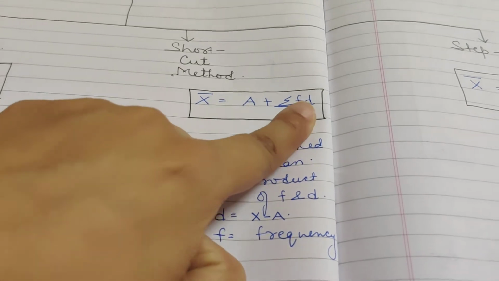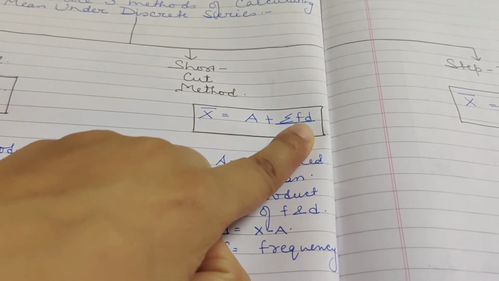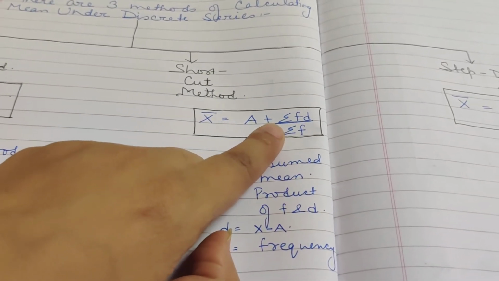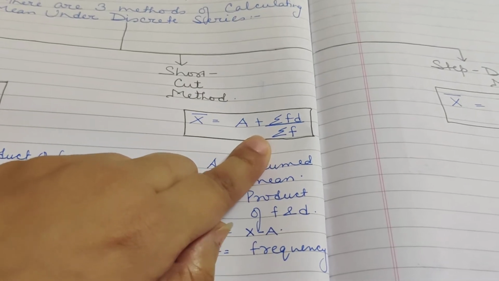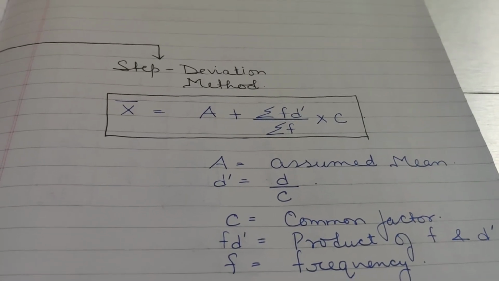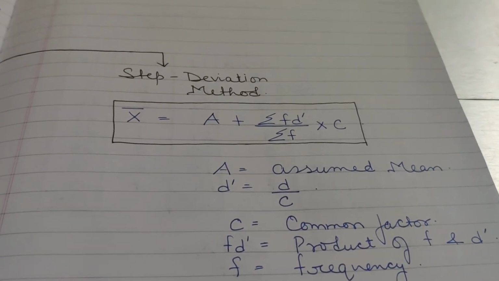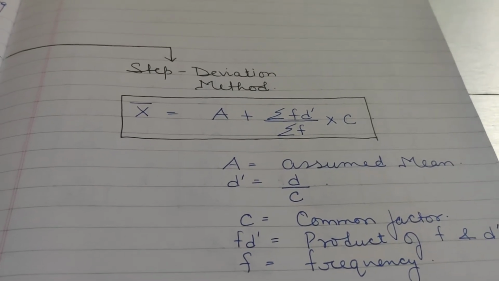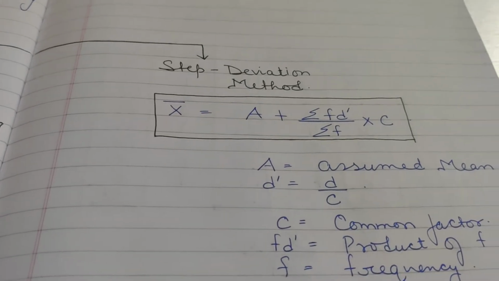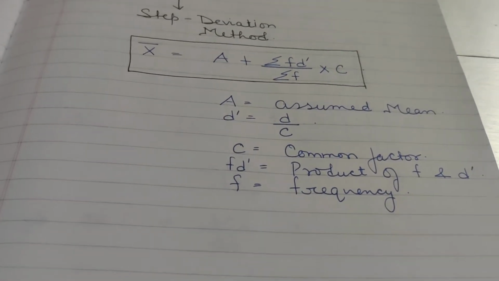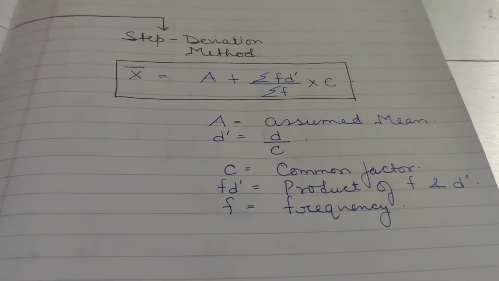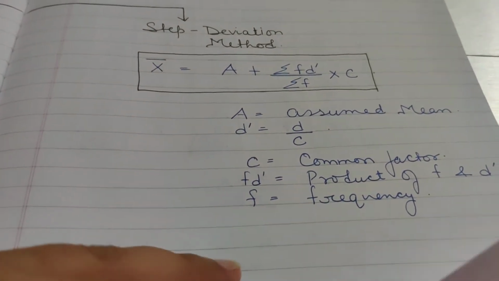Similarly here, the change in the formula will be a plus, assumed mean plus sigma fd, that means the product of f and d, upon sigma f, that means the sum of the frequencies. Here it is a plus sigma fd dash upon sigma f into c. The formulas are just similar to those in your individual series. The only difference is that here we have also introduced the frequency. So the formulas have changed a little bit, right? Rest everything you know, what c means, what f means, what a means, right? Now let's see how we attempt a question from this method.